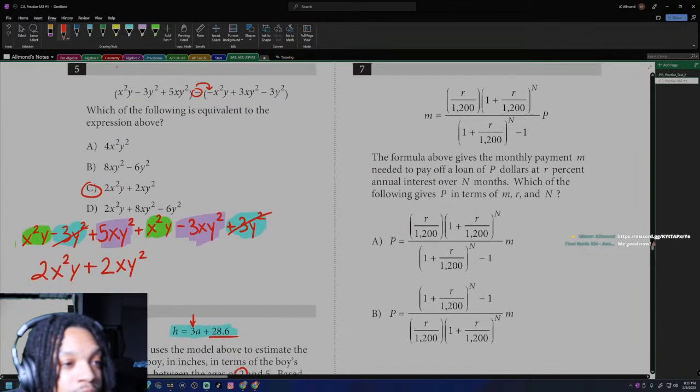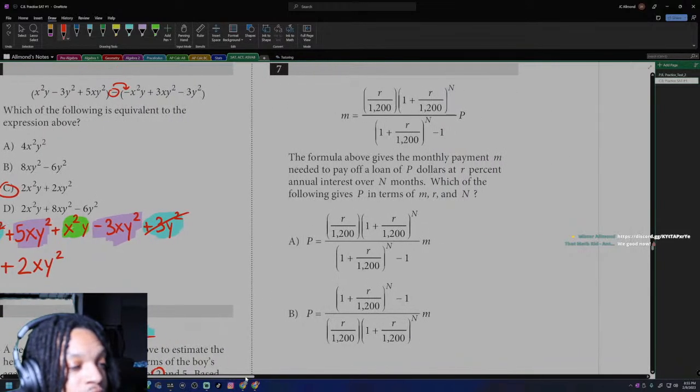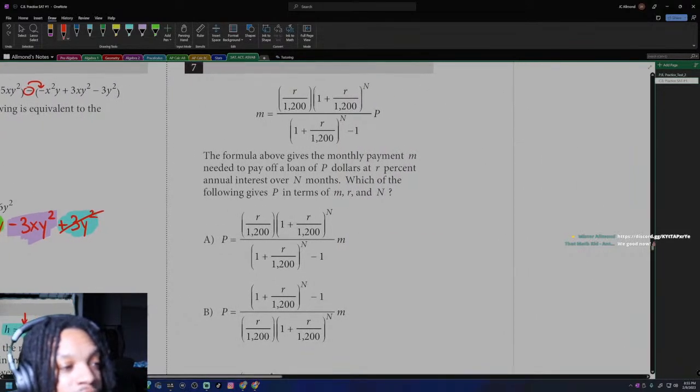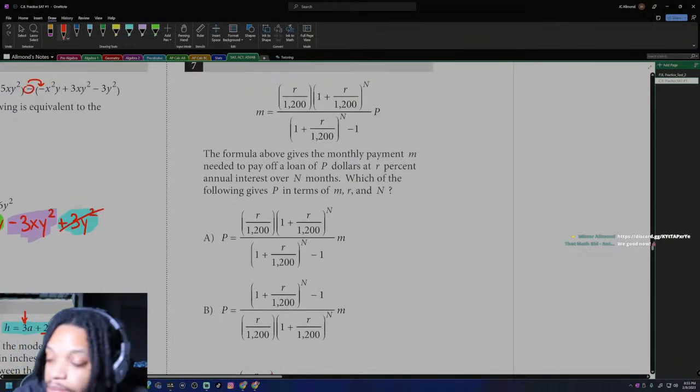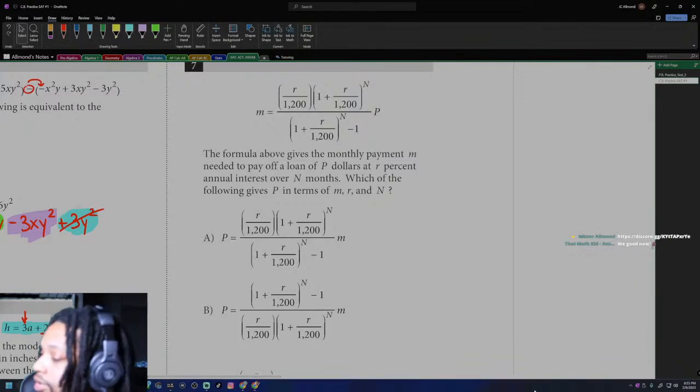Okay, number 7. What in the world? When you see a problem like this that looks extra, chances are it's not that bad. But let's see. All right, I want to make sure I can be heard. I'm going to unmute my video. But let's see. Okay, bet.